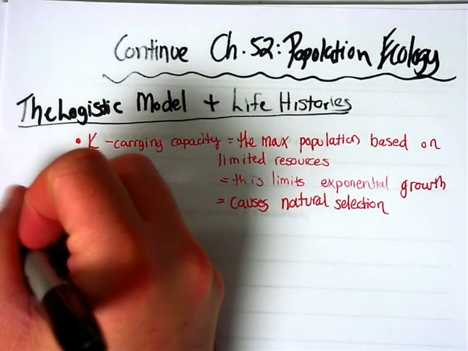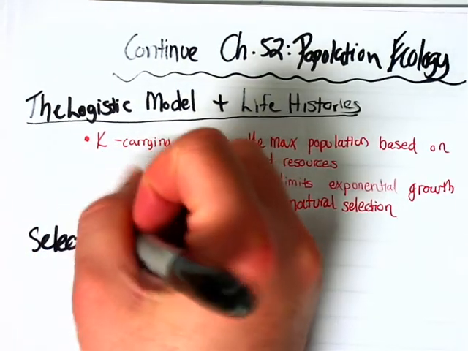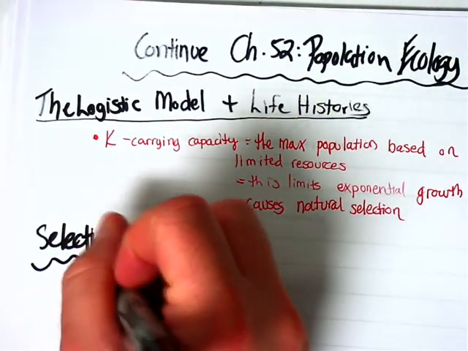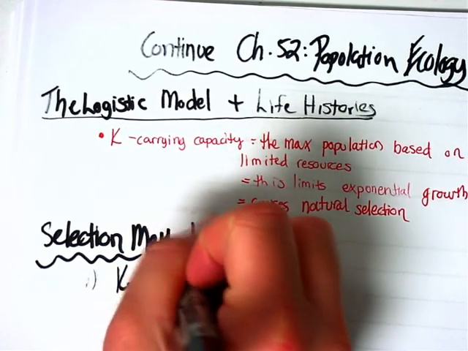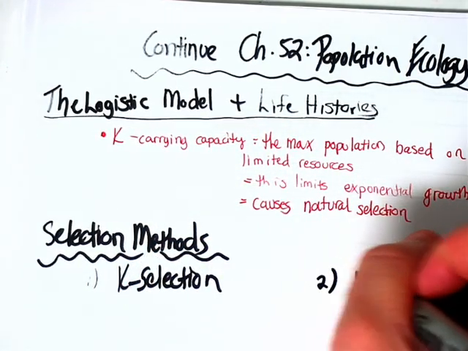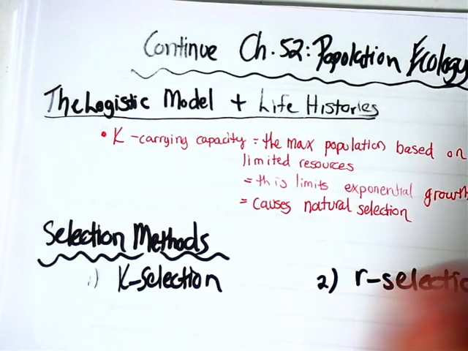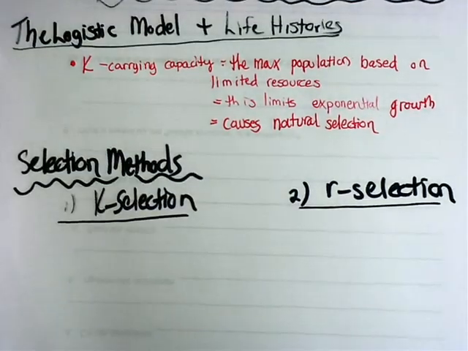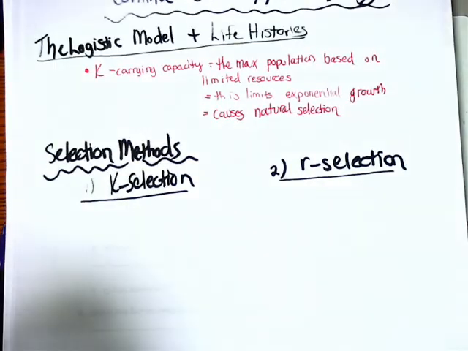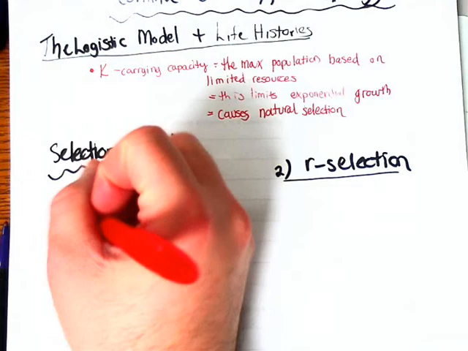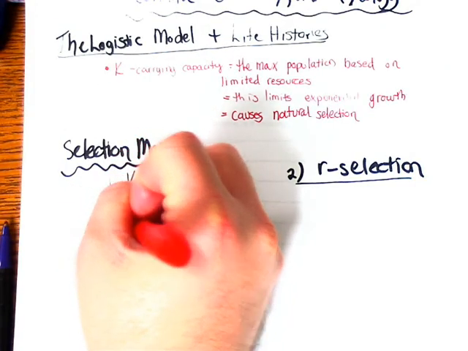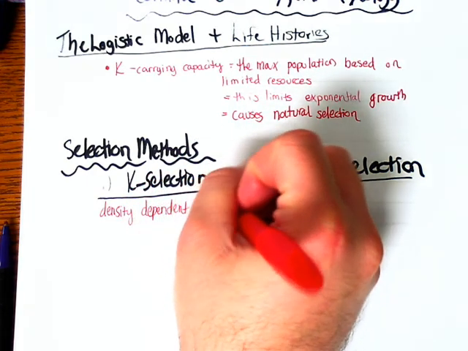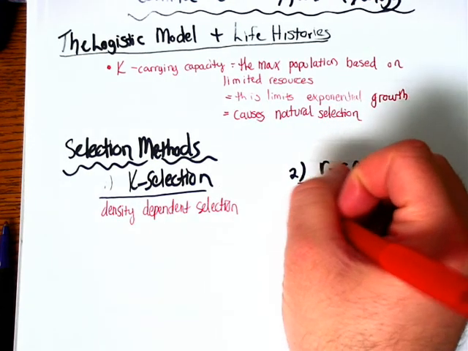Let's talk next about selection models or selection methods. And we'll spend a lot of time today working on that. We'll talk about K selection models, as well as r selection models. K selection makes a direct reference to density-dependent selection models, whereas r selection is based on density-independent models.